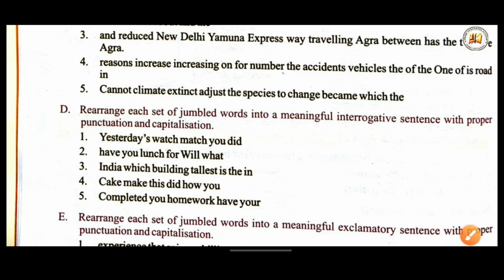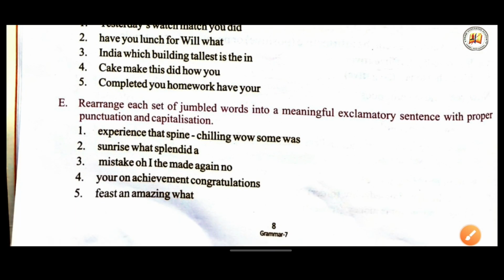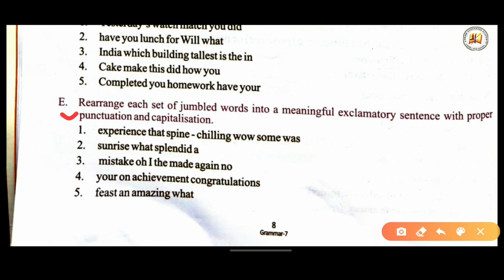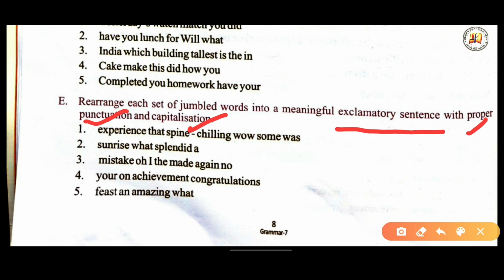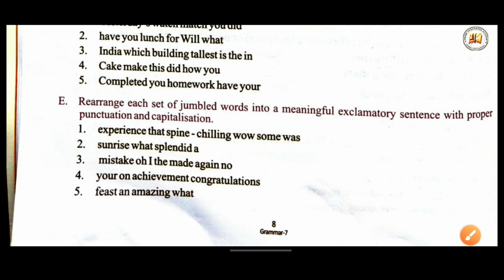At last we have here question number E: rearrange each set of jumbled words into a meaningful exclamatory sentence with proper punctuation and capitalization. What do you have to do from this? These jumbled words are also the same as given above. So what you have to make here is an exclamatory sentence with proper punctuation marks and capitalization. It means whenever you start any sentence, there should be a capital letter at the start, and an exclamation mark in the exclamatory sentence.